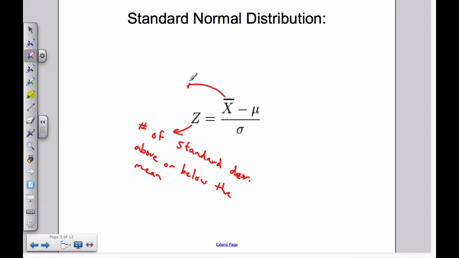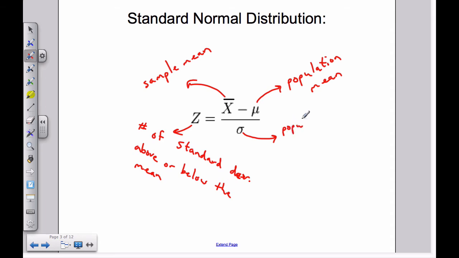X bar is what we call our sample mean. It is usually what we are trying to test for, where mu is called our population mean. That is the mean that they will give us, saying here's what it is for the whole population of all females or all pieces of candy or whatever the scenario is. Sigma, which looks like a cursive O, is the population standard deviation. They will have to give you that in order to be able to fill this in and solve for this. They'll have to know what the population standard deviation is.